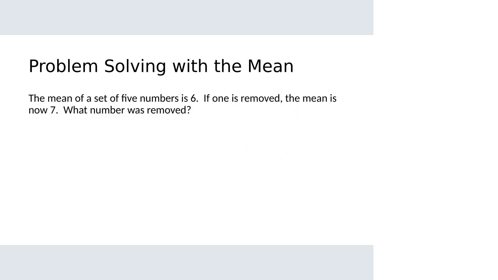Okay. Some more problem solving with the mean. This one's a little more abstract than the last one. The mean of a set of 5 numbers is 6. If one of the numbers is removed, the new mean is now 7. What number was removed? Here again, on first glance, this might not feel like a question that involves the formula for the mean, but it is about the mean.